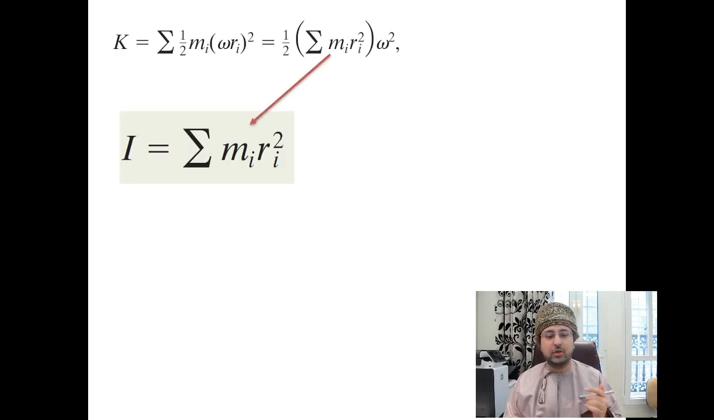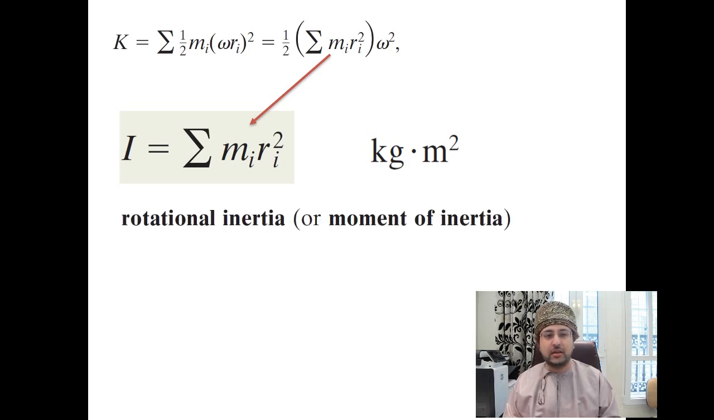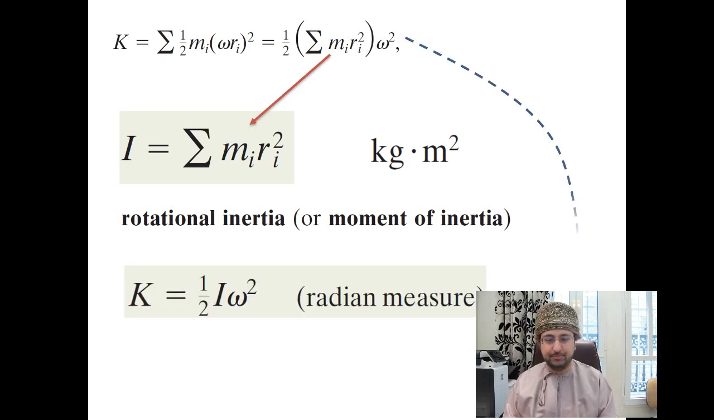Now this mi ri squared thing, we will see it over and over again, so much that we give it a name. We call it I. Okay, moment of inertia. It has a unit of kilograms meter squared, and it has two names depending on the textbook you're looking at: rotational inertia or moment of inertia. It's the same thing though. And now we can rewrite our very complicated looking equation in a very nice way. K equals half I omega squared. And already you can see the resemblance. Instead of m we have I, and instead of v squared we have omega squared.